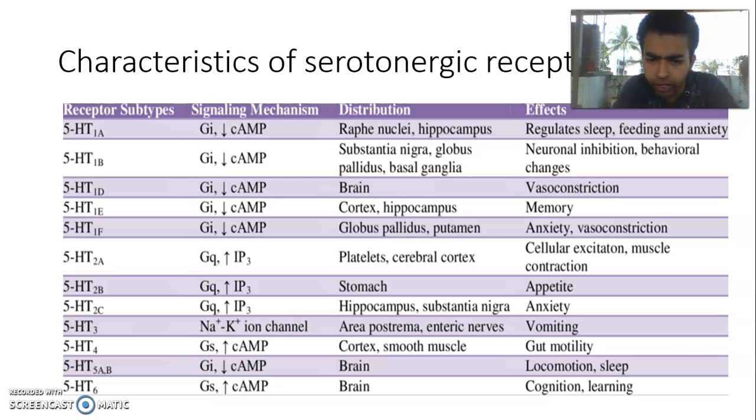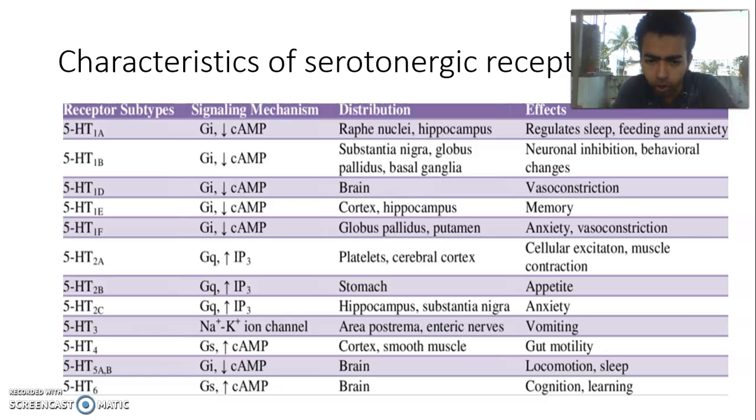5HT2A you find in platelets and cerebral cortex, and the effects are mainly cellular excitation and muscle contraction. 5HT2B you find in the stomach, and it's mainly involved in maintaining appetite. 5HT2C you find in the hippocampus and substantia nigra, and it is also involved in anxiety. 5HT3 is mainly found in the area postrema and enteric nerves, and is mainly involved in vomiting.